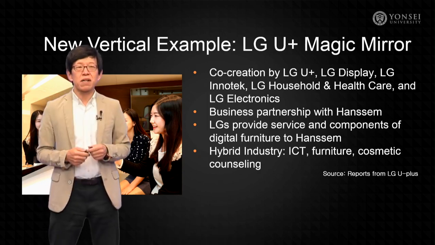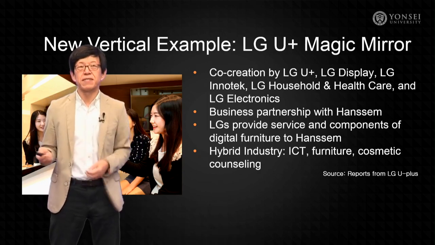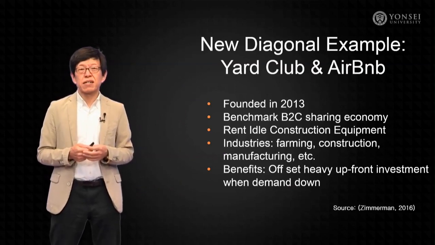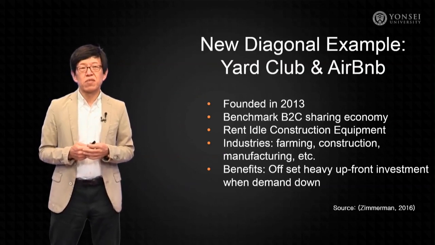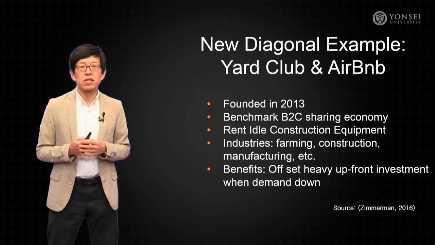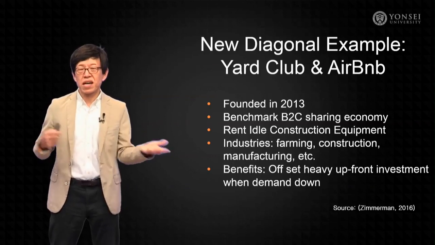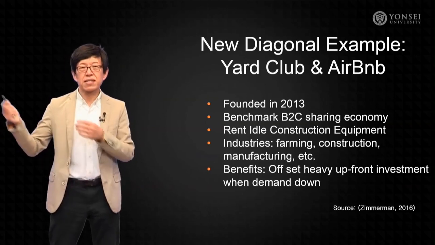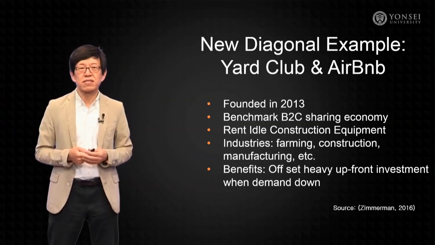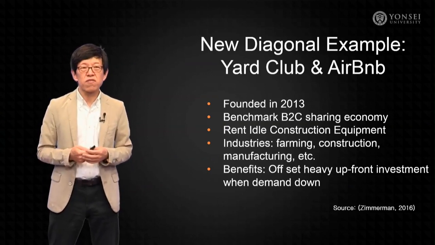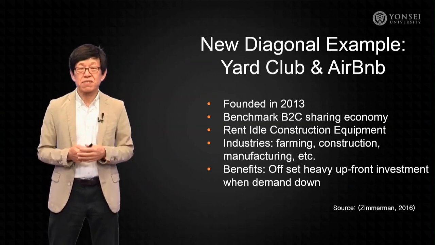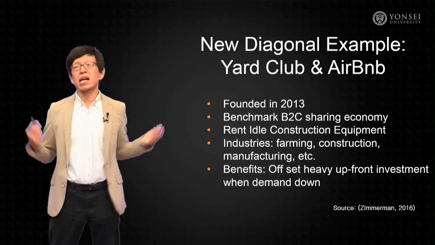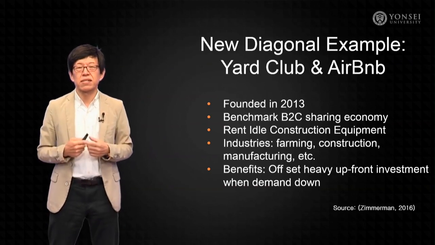Okay, so we talked about verticals, and so let's talk about a diagonal. And I'll keep this very simple. And we all know about Airbnb, and this is where households, if they have empty rooms, unused rooms, they can rent it to tenants or to people to stay over. And it's a very nice concept. It's a B2C concept. And it's one of the symbols of the sharing economy that we live in today.